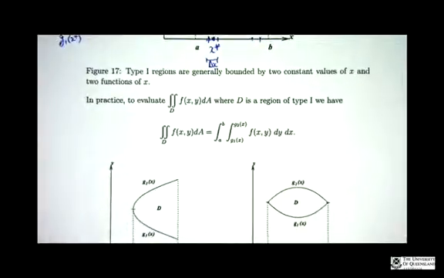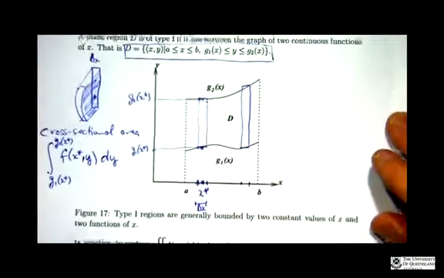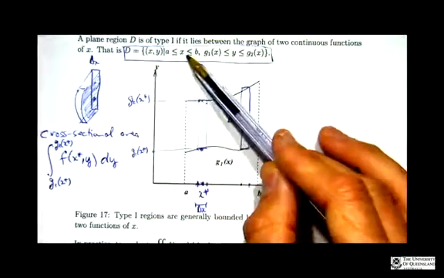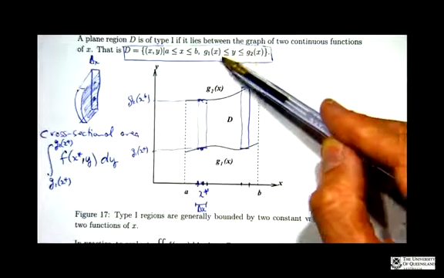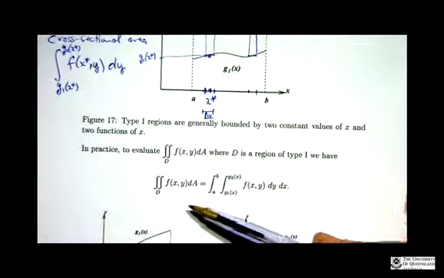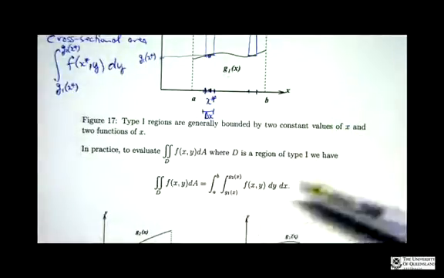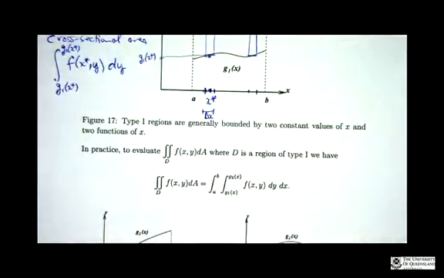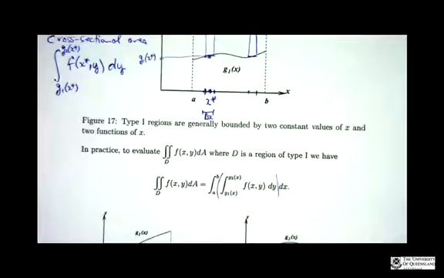All right, so for these type 1 regions, let me scroll back up to that expression. We represent the regions in this way, where the x variable has constant bounds and the y variable is bounded by these two functions of x. Then we can apply Fubini's theorem using this argument I've just been through, to turn the double integral into an iterated integral. Remember, with an iterated integral we work from the inside out, so we evaluate the integral with respect to y first.